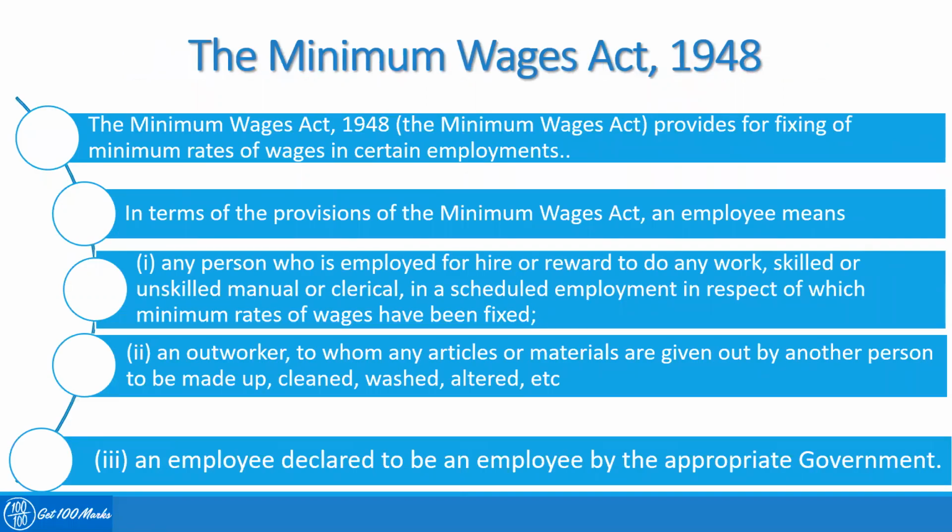The Minimum Wages Act 1948. The Minimum Wages Act provides for fixing of minimum rates of wages in certain employments. In terms of the provisions of the Minimum Wages Act, an employee means any person who is employed for hire or reward to do any work, skilled or unskilled, manual or clerical, in a scheduled employment in respect of which minimum rates of wages have been fixed.